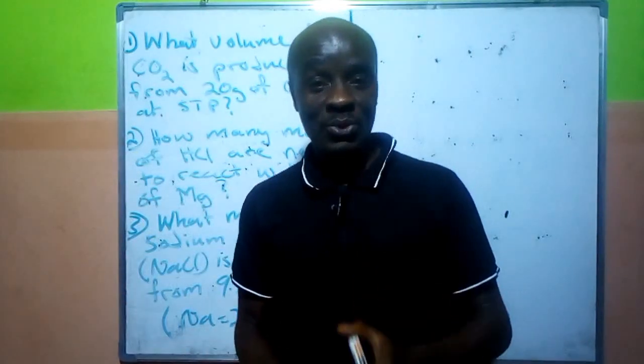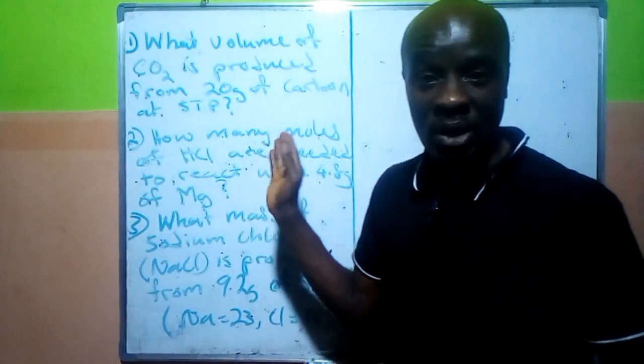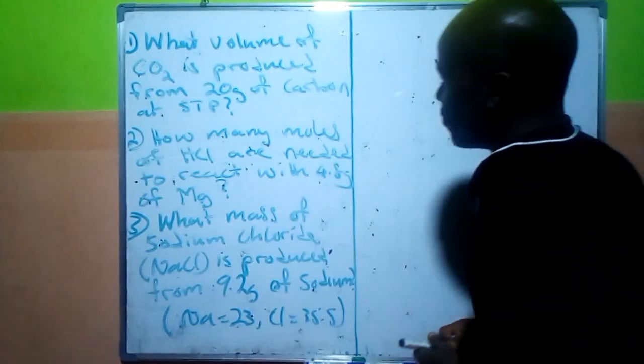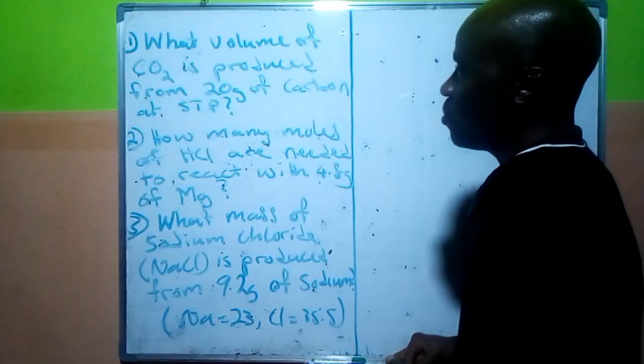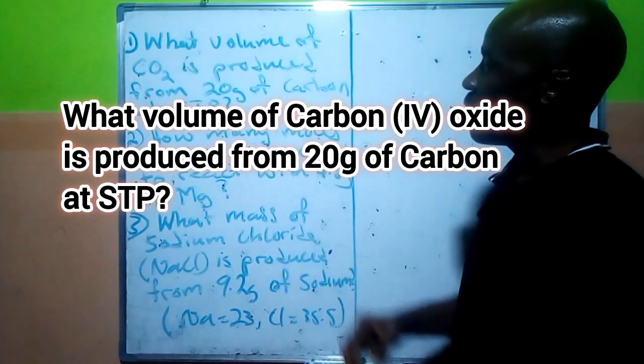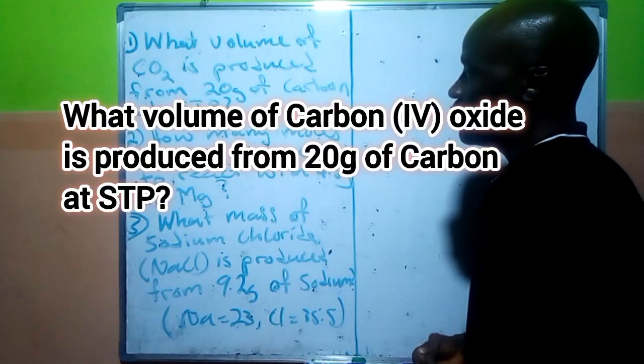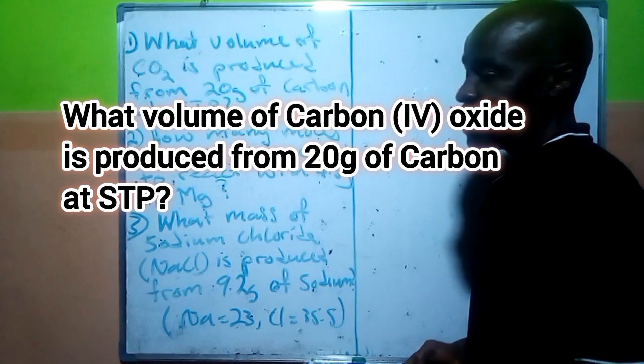So join us as we go through these example questions we are going to be using to show you how to do this clearly. All right, let's go with the first question. The first question says: what volume of carbon(IV) oxide is produced from 20 grams of carbon at STP?